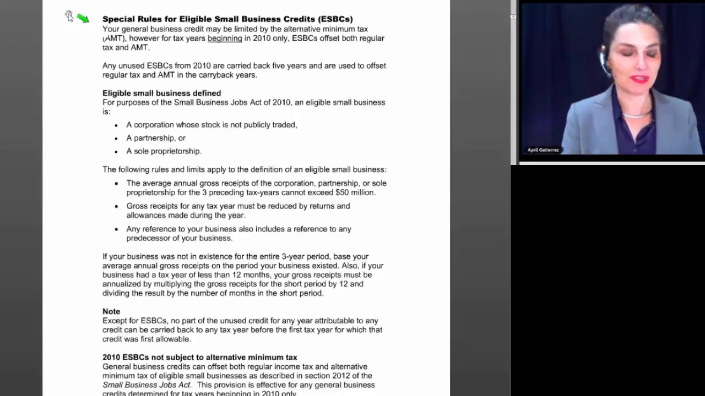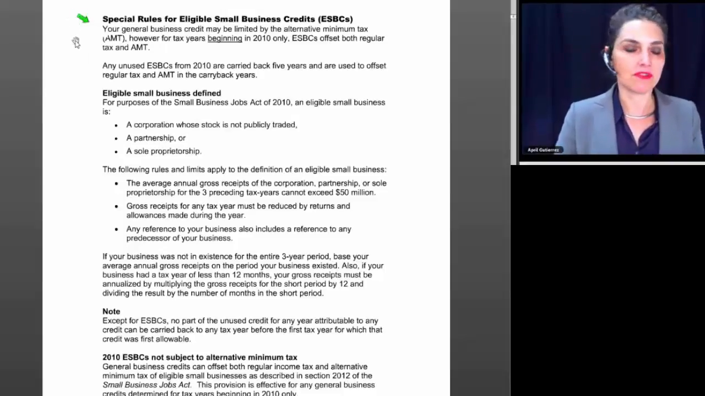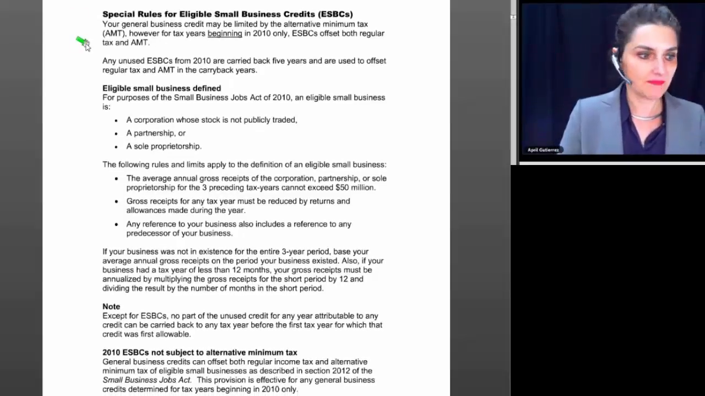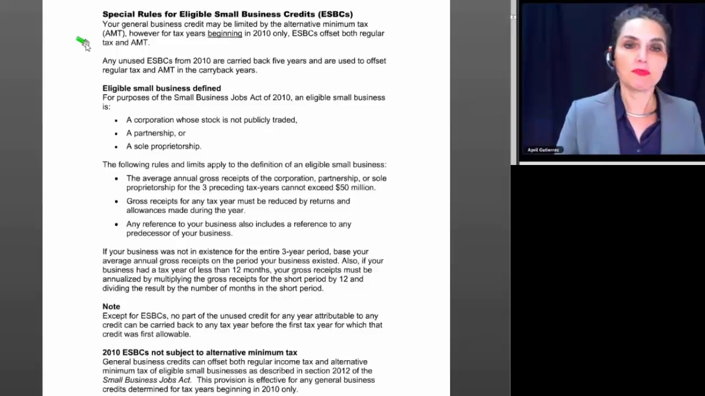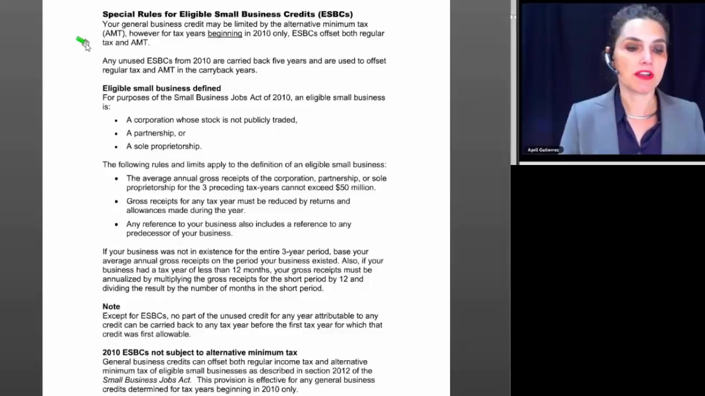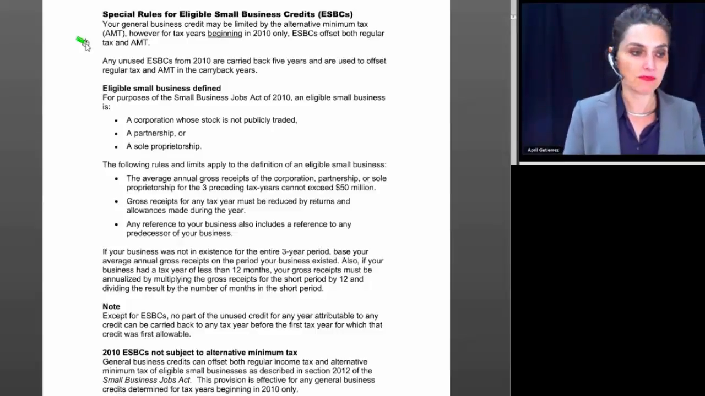And then, of course, we never know when Congress is going to give us another year where we might have one. So let's talk about those briefly just for a page here in the manual, and then we'll continue on. Your general business credit may be limited by the alternative minimum tax. However, for tax years beginning in 2010 only, eligible small business credits were allowed to offset both the regular tax and the alternative minimum tax.